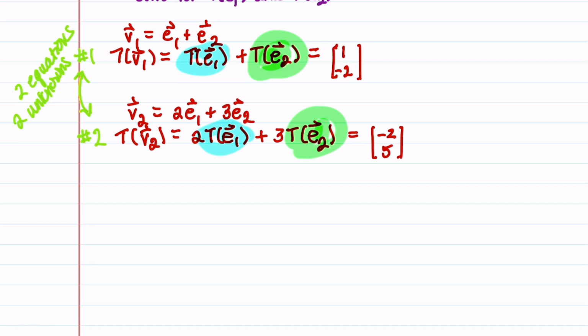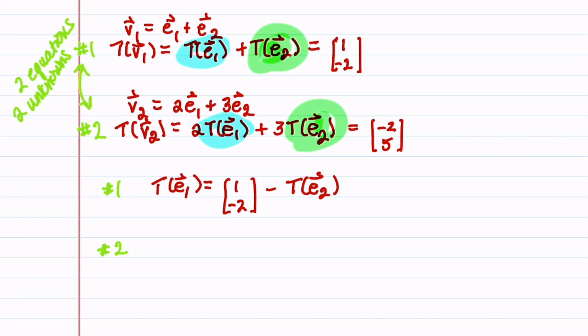What we're going to do is solve for T(e1) in the first equation, and then substitute that into the second equation. So for number 1, we're solving for T(e1). T(e1) is going to equal [1, -2] minus T(e2), and we're going to throw that into our second equation.